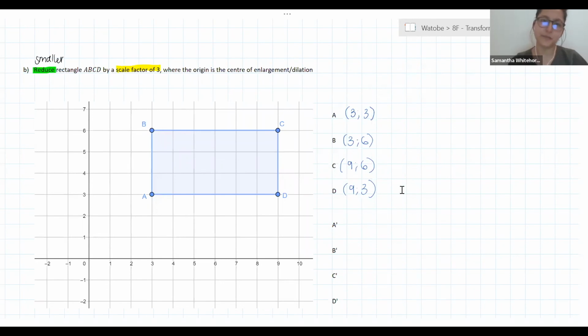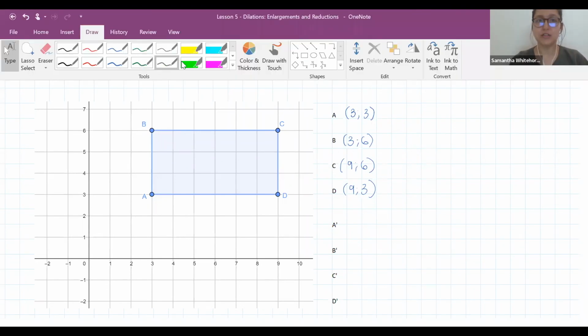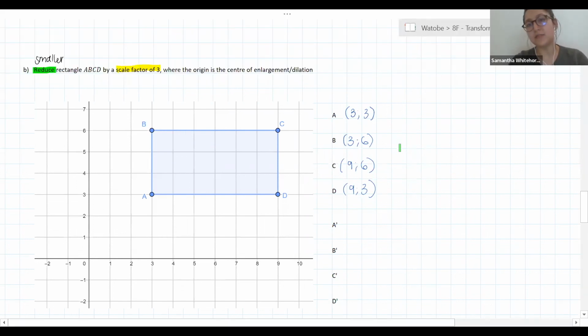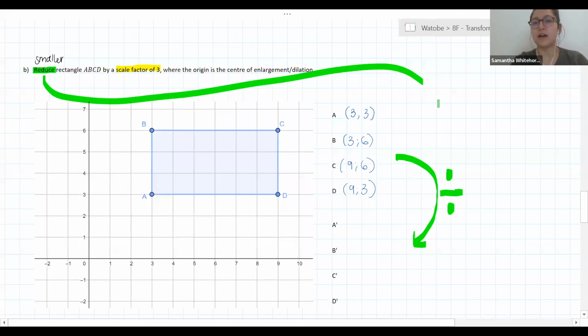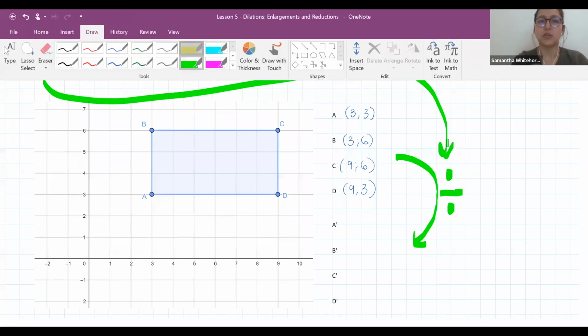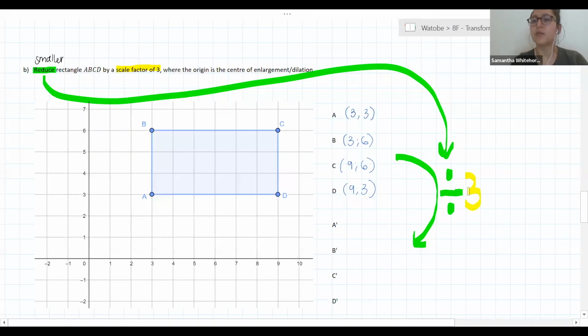Okay, so we now know the originals. I am reducing, so I now need to be careful. I need to make it smaller, which means that when I go to my new coordinates, I'm going to divide now by the scale factor because I am reducing. And in this case, my scale factor, we were told, is 3. So I'm going to divide all of these coordinates, both x and y, by 3.